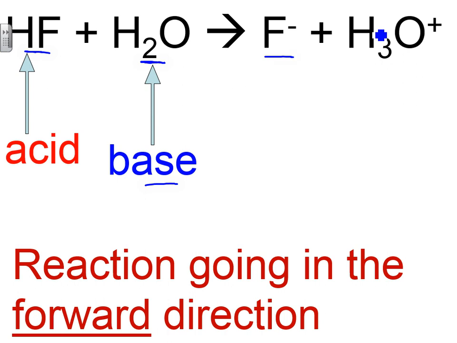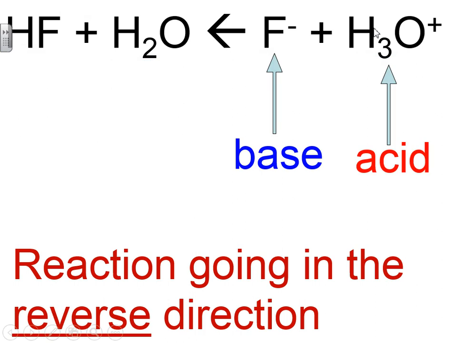Now this is the reaction going in the forward direction. Going forward, HF gives an H+ to water. In the reverse direction, if you look from the perspective of the products, F- is accepting an H+ from H3O+. When that happens, you reform the HF. So from this perspective, because bases accept hydrogen ions, F- is actually a base. And acids give up H+, so the hydronium ion, H3O+, is actually an acid. This is the reaction going in the reverse direction.